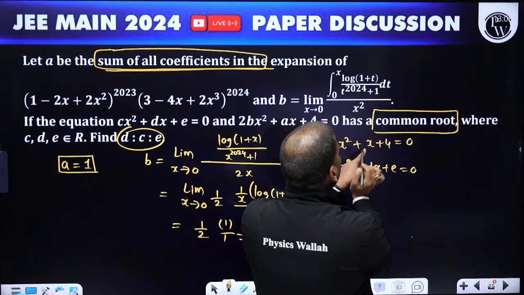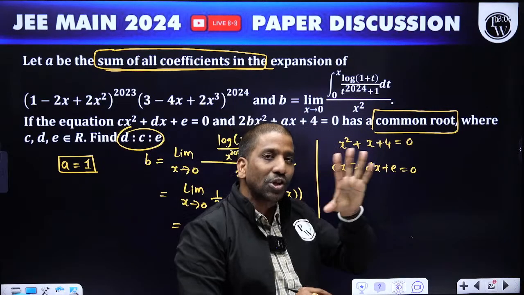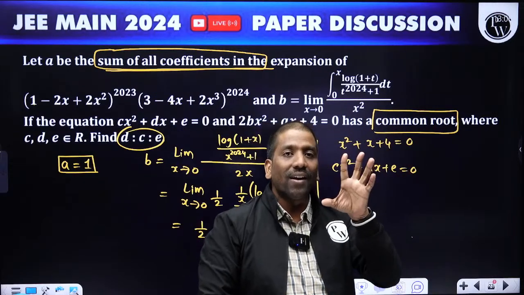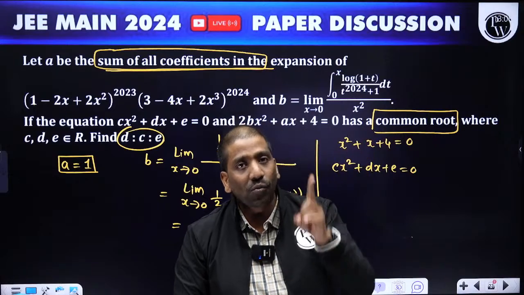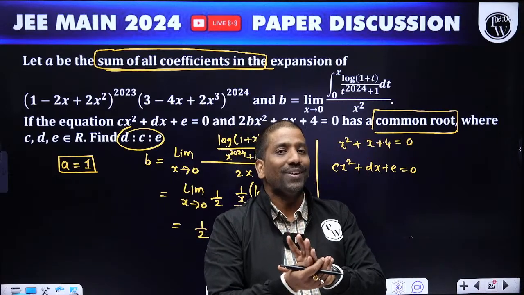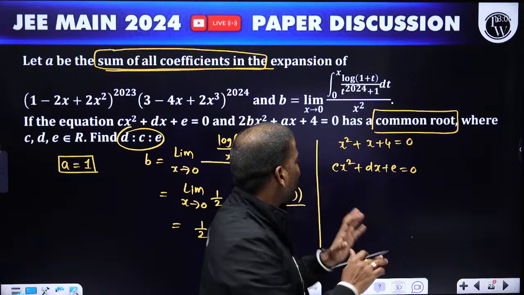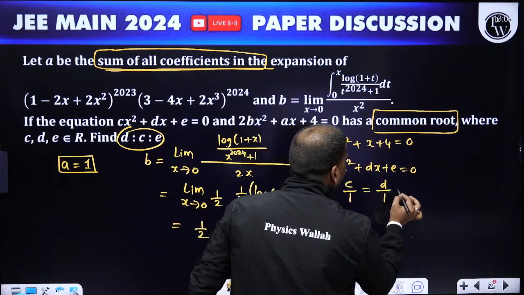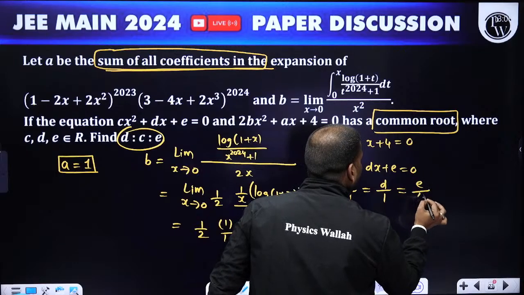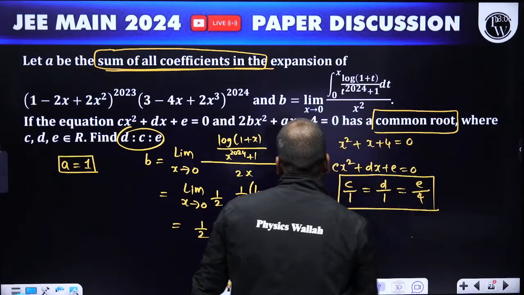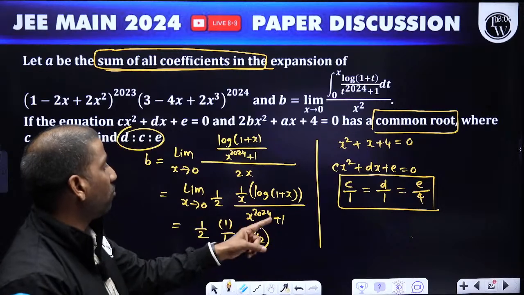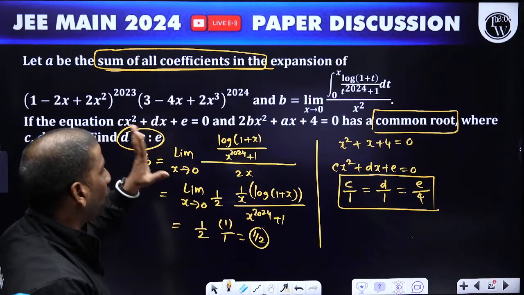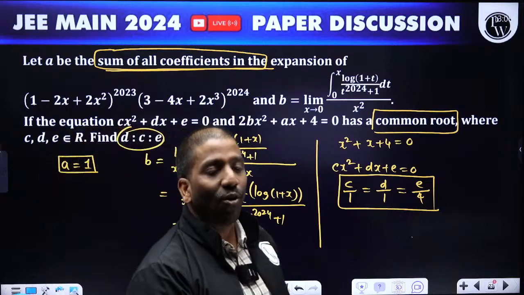Here you see the discriminant. The discriminant is negative. When the discriminant is negative, the roots are complex and the coefficients are real. When the coefficients are real and one of the equations has complex roots, both roots must be the same. So then I can write C by 1 is equal to D by 1 is equal to E by 4. So whatever ratio you want, 1, D 1, C 1. So 1 is to 1 is to 4. That is the answer. See how beautiful this is.